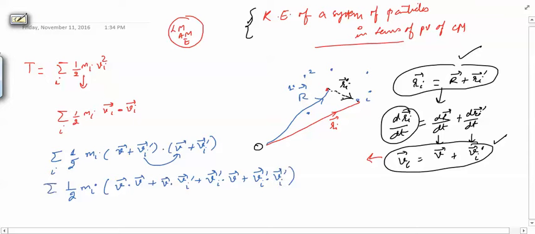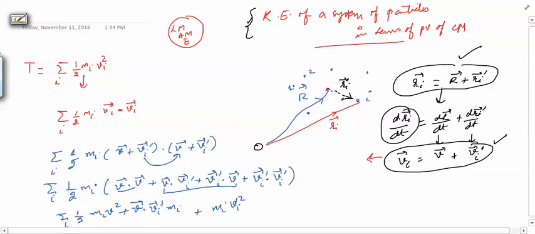So this is summation over i. You have summation over i of half mi times V square, where V is the velocity of the center of mass with respect to the origin. These two cross terms are the same, so half and twice will cancel, and you have V dot vi dash with mi, plus mi vi dash square.